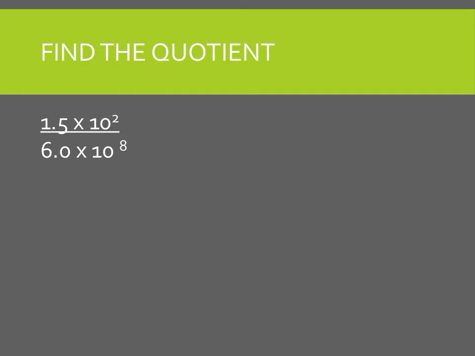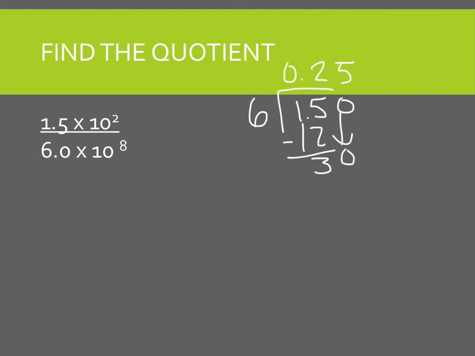What I'm going to do is divide my numbers. 1.5 divided by 6. All right, that's 0.25. So you get 0.25 times 10. And then the quotient rule, remember, is I subtract. So 2 minus 8, which is negative 6.